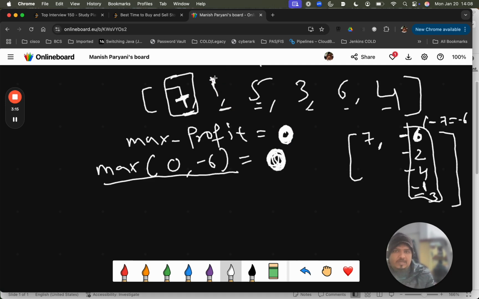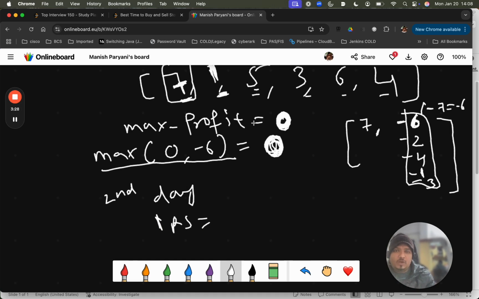On the second day, now let's say you buy this stock at 1 rupee. What is your buy price now? My buy price is 1 rupee now. Now, if you sell, you cannot sell on the same day, right? In the future you have to sell, right? So on the immediate next day, if you sell at 5 rupees, you bought at 1 rupee and you're selling at 5 rupees, how much profit are you making? 4 rupees. So currently my maximum profit is 0. Now I'm making a profit of 4.